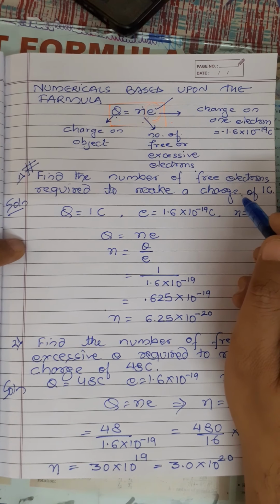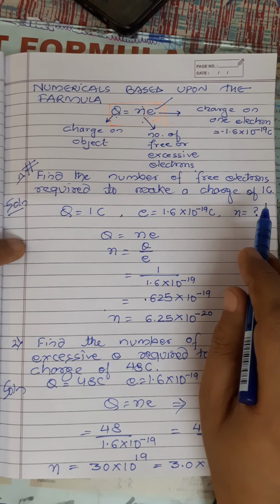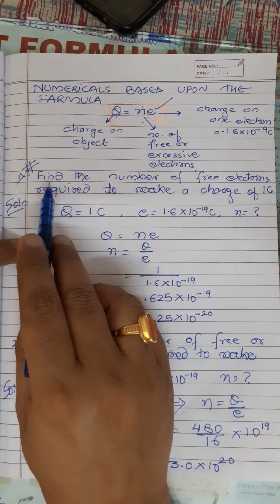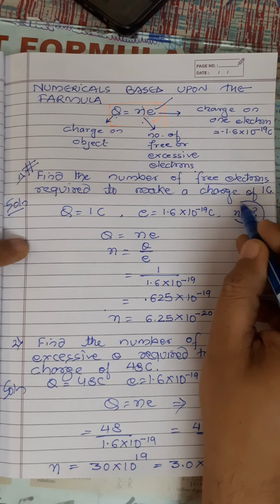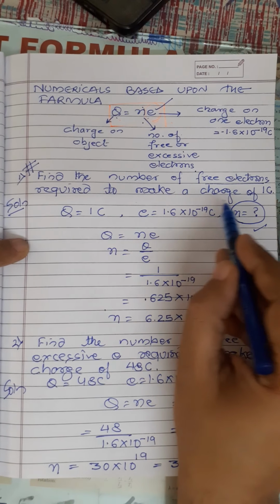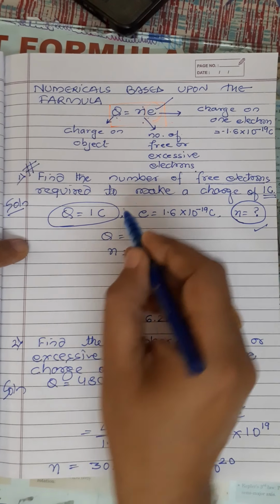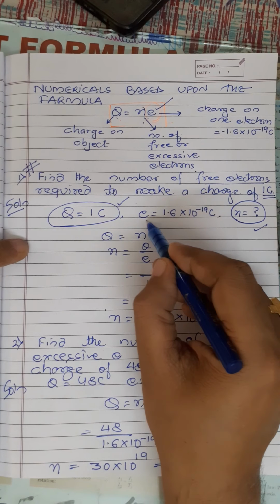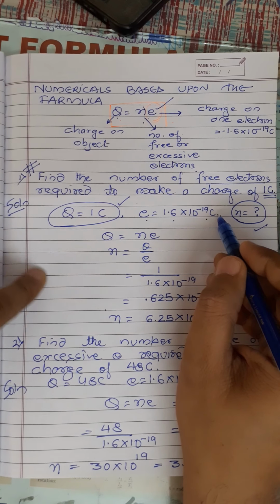Whenever you have to solve any numerical, first of all write down what is given and what you have to find. Clear? So in this case, you have to find the number of free electrons. That means number of electrons is to be found. To make a charge of 1 coulomb, charge is already given, that is 1 coulomb, and the charge on 1 electron is a constant quantity, that is 1.6 × 10 power minus 19.